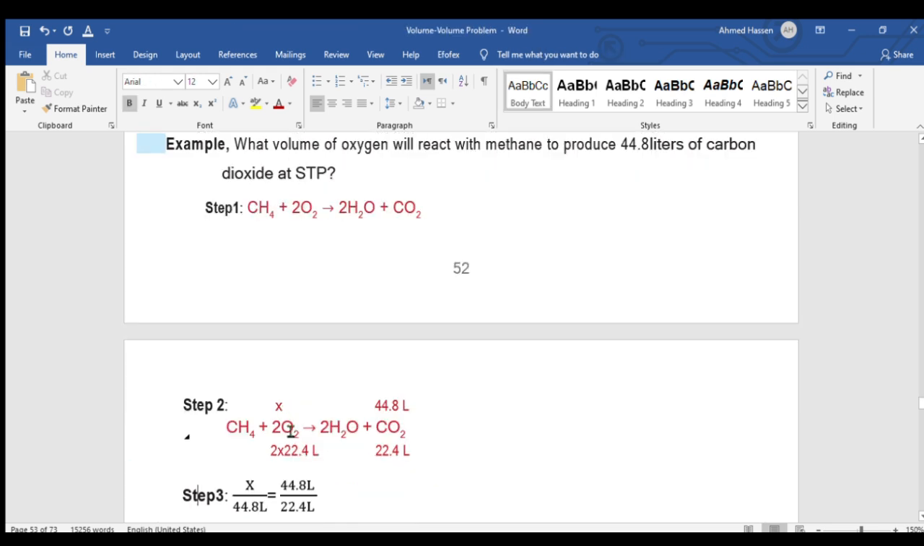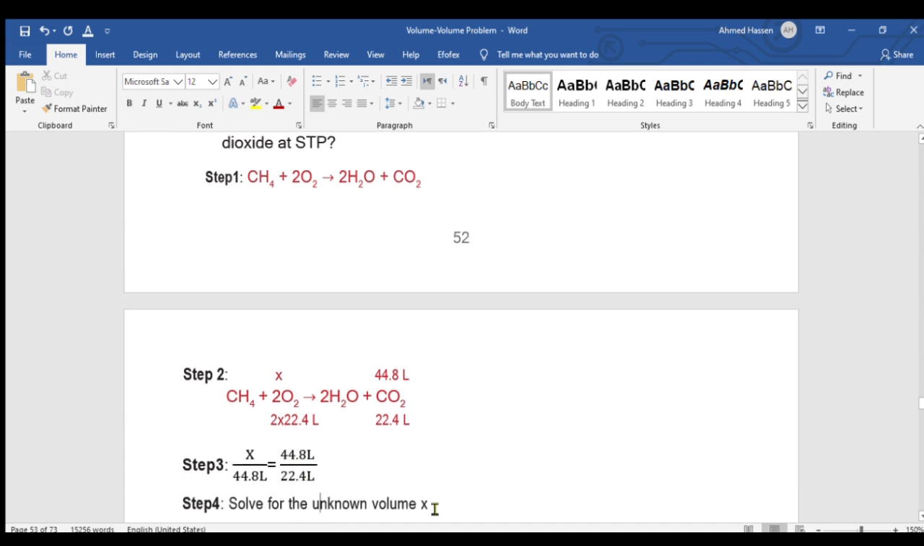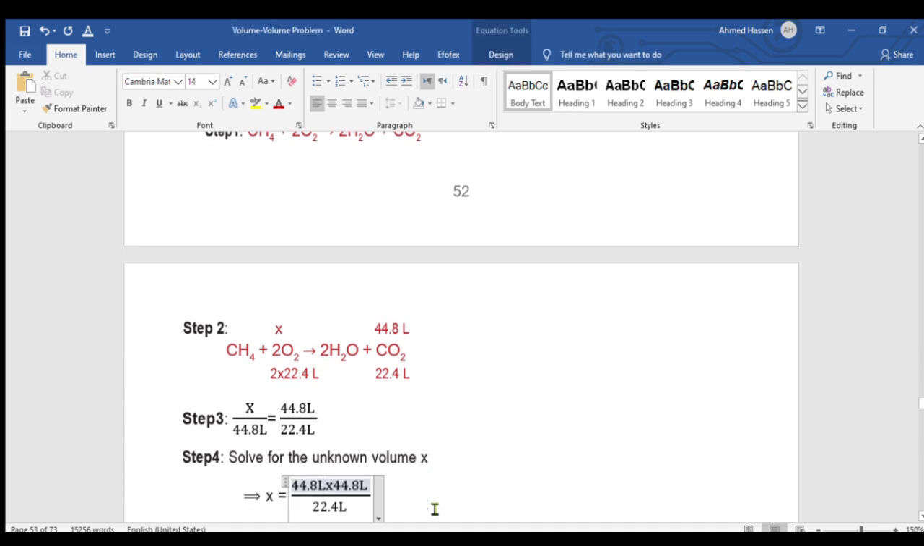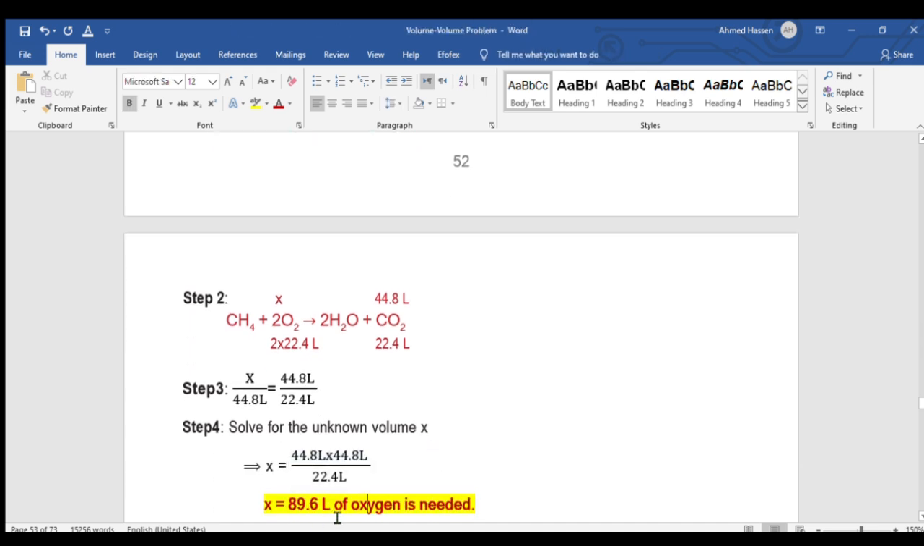You will set up the proportion: X over 2 times 22.4 is equal to 44.8 liters over 22.4 liters. Solve for X. That means X is equal to 44.8 times 44.8 divided by 22.4. The result is 89.6 liters of oxygen needed in order to produce 44.8 liters of carbon dioxide gas.